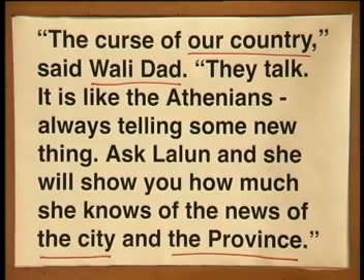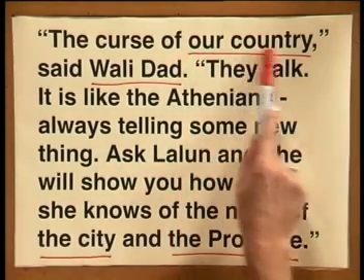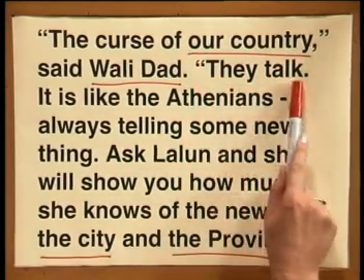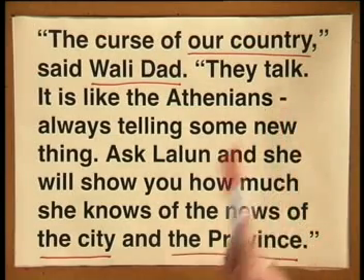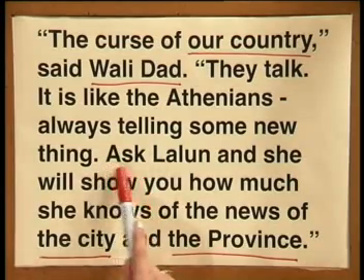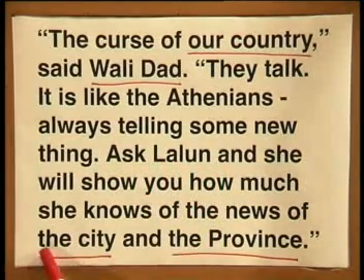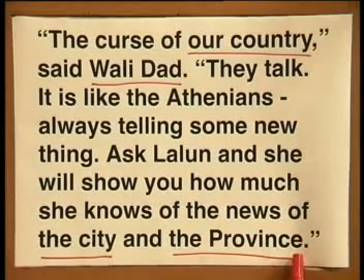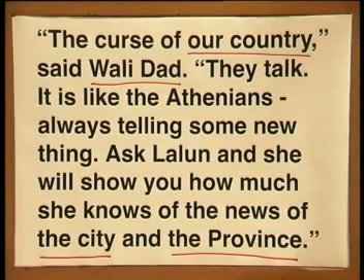Wali Dad is speaking to the narrator, who is an acquaintance of his. Finally, let's look at the purpose of the spoken text. The speaker is describing his countrymen, and their love of talking. And then he gives his audience some advice. He tells the narrator to ask Lalun, because she knows about the city and the province. So the purpose of this piece then is to give the narrator some direction on who to ask to get the information he requires.